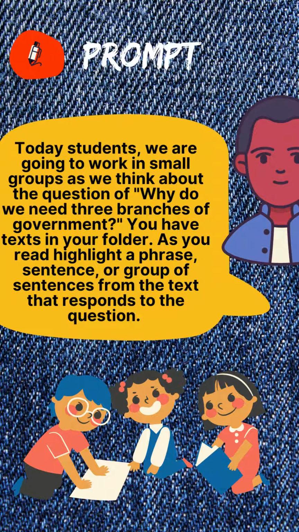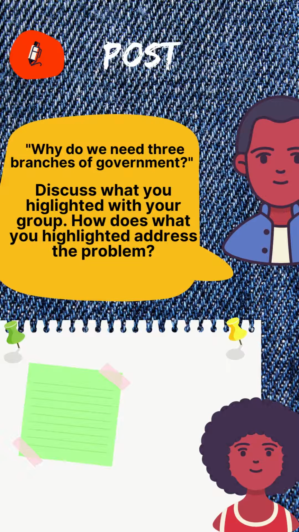Here's an example. Today, students, you're going to work in small groups as we think about the question of why do we need 3 branches of government? You have text in your folder. As you read, highlight a phrase or sentence or a group of sentences from the text that responds to your questions. Then after the students have discussed what they have highlighted, they can post what they chose to address the problem.